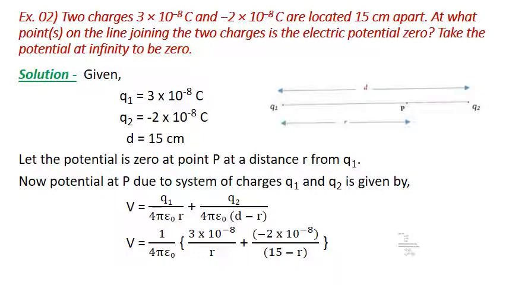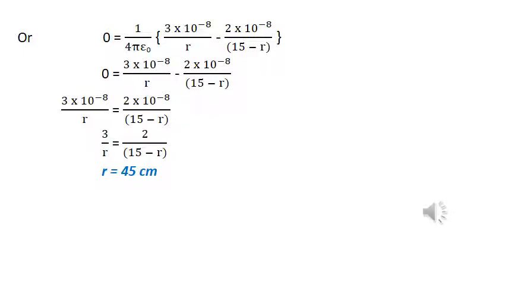Now putting all the values and solving, we get, here we will put V is equal to 0. So V 0 is equal to 1 by 4 pi epsilon naught 3 into 10 to the power minus 8 upon R minus 2 into 10 to the power minus 8 upon 15 minus R. After solving this equation, we get the value of R is equal to 45 centimeter.